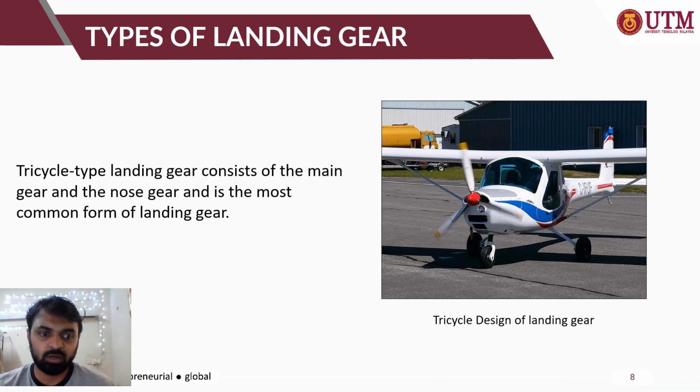So the types of landing gear. There are a lot of types of landing gear. One of them is the tricycle type landing gear, which consists of the main gear and the nose gear, and is the most common form of landing gear.